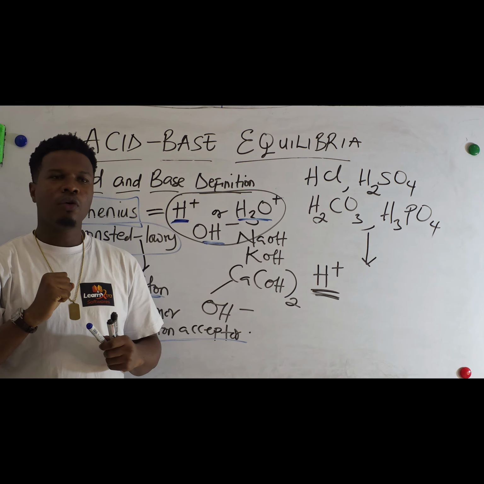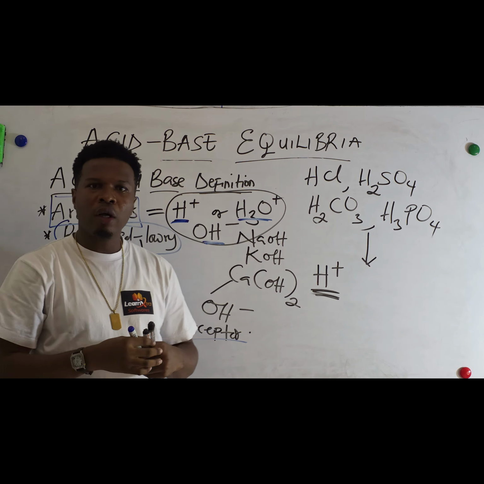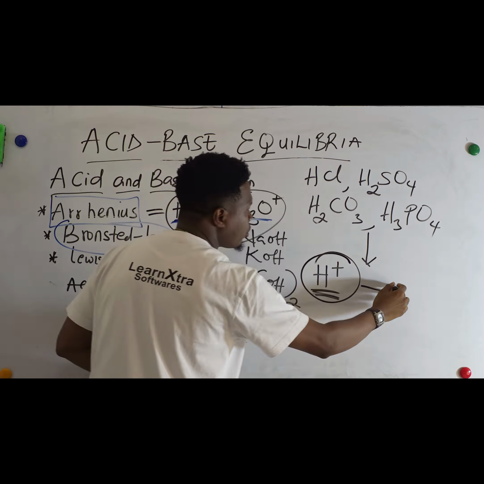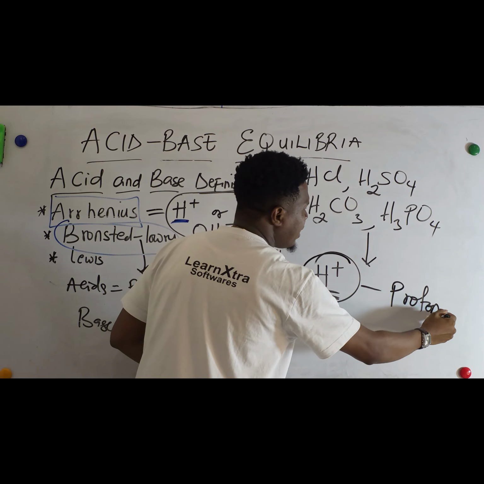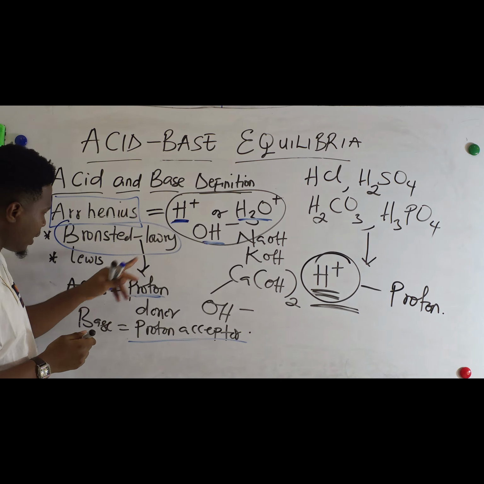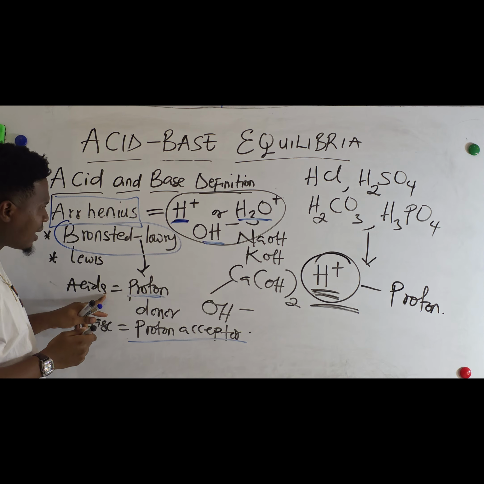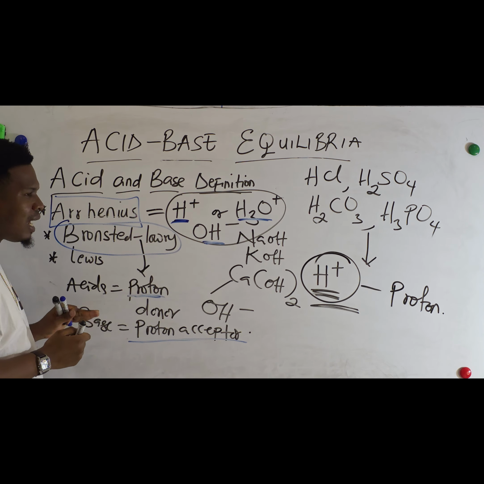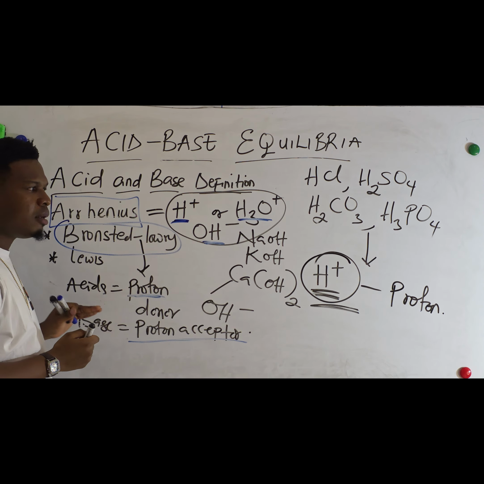So what's a proton? A proton is hydrogen plus. This is a proton. This is also a proton. So whatever can donate this proton is called a Bronsted and Lowry acid, and whatever can accept this proton is called a Bronsted and Lowry base. The last one we talk about is the Lewis acid.